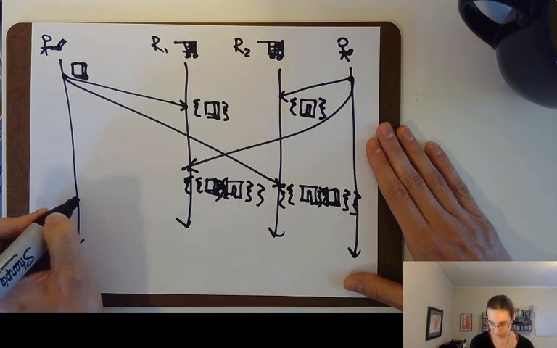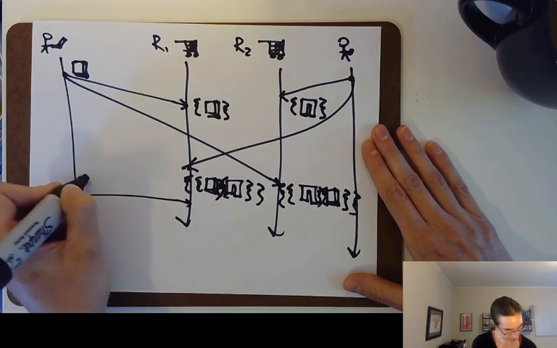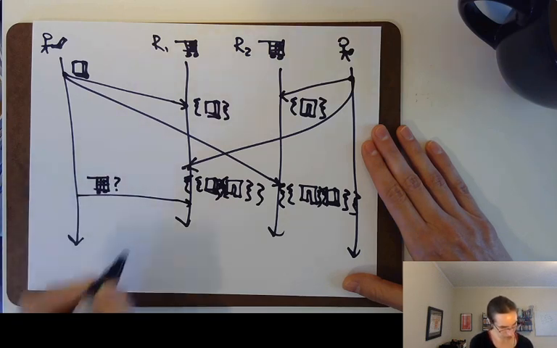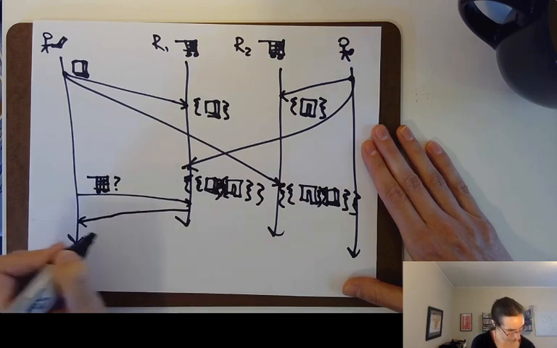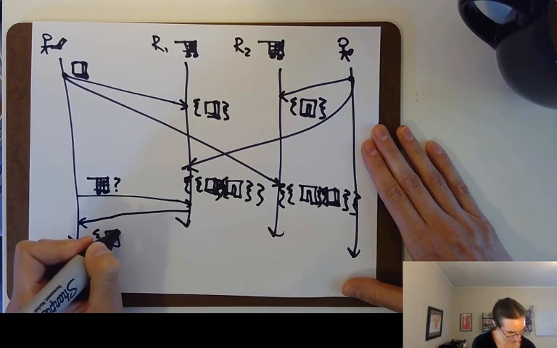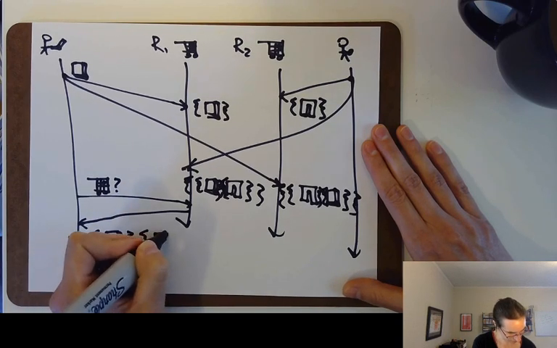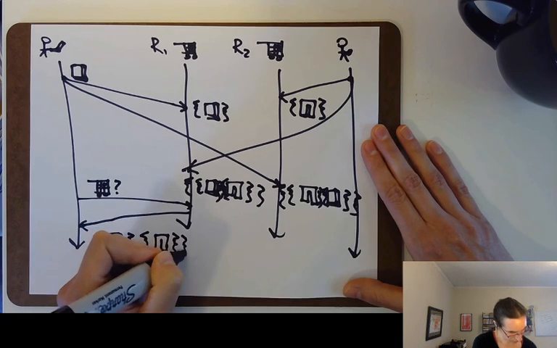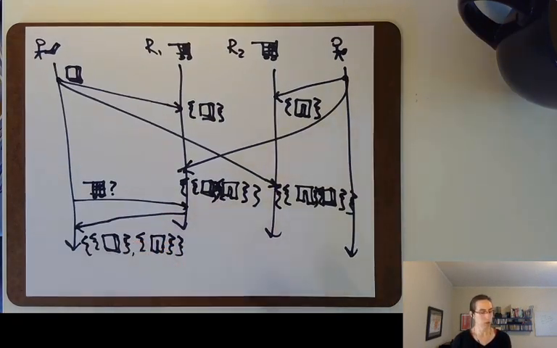So at this point, a client does a read to ask what the cart is. And what they get back is two different carts. They get the cart containing the book, and they get the cart containing the pants. So those are actually two different versions of the shopping cart. What do you think the client should do to resolve the conflict?